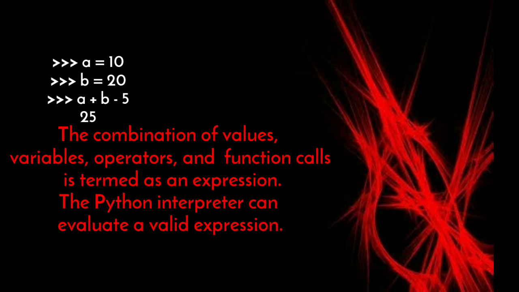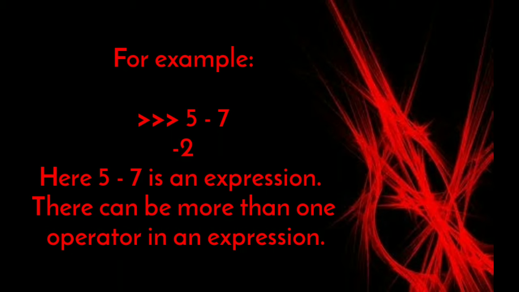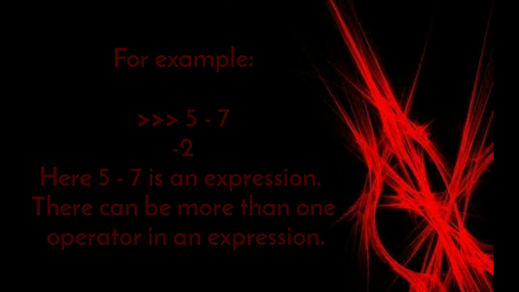The combination of values, variables, operators, and function calls is termed an expression. The Python interpreter can evaluate a valid expression. For example, 5 minus 7 gives an output of minus 2. Here 5 minus 7 is an expression. There can be more than one operator in an expression.